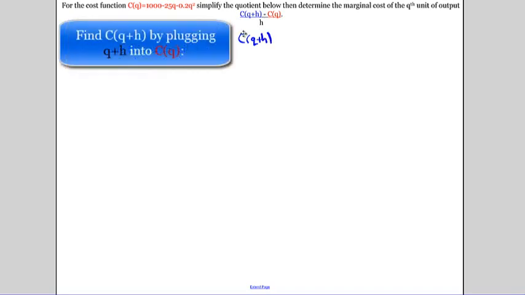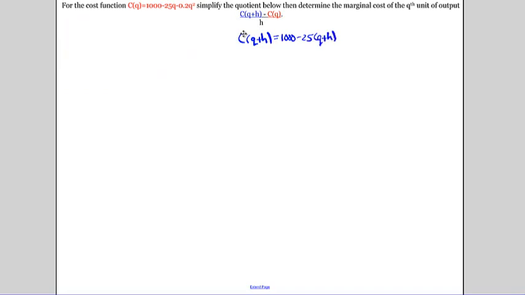Before we simplify the quotient, let's compute c of q plus h on the side. So what does c of q plus h mean? It means that we're going to write q plus h everywhere that we see the variable q in the given cost function, the one we see in red. So because it was minus 25q, I replace it with q plus h. And the last term is minus 0.2q squared, which I will now replace with q plus h, all squared.